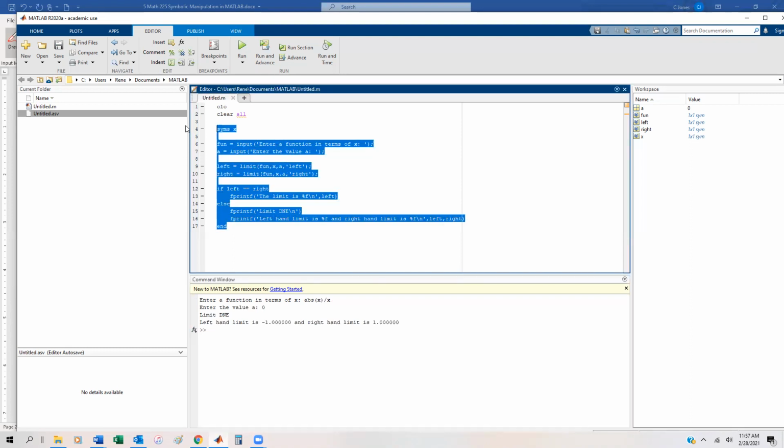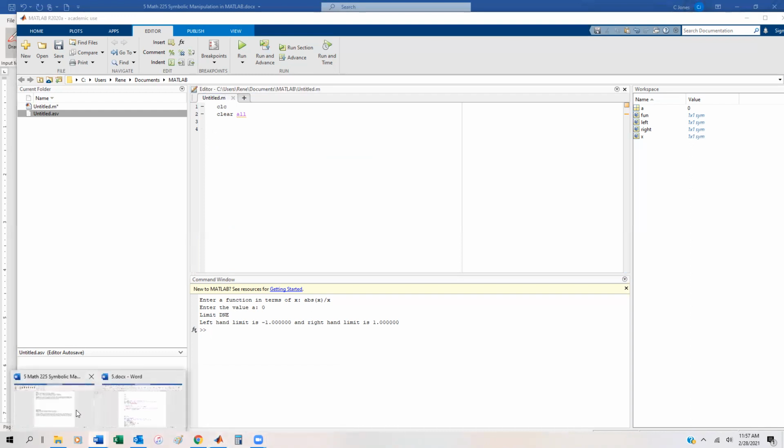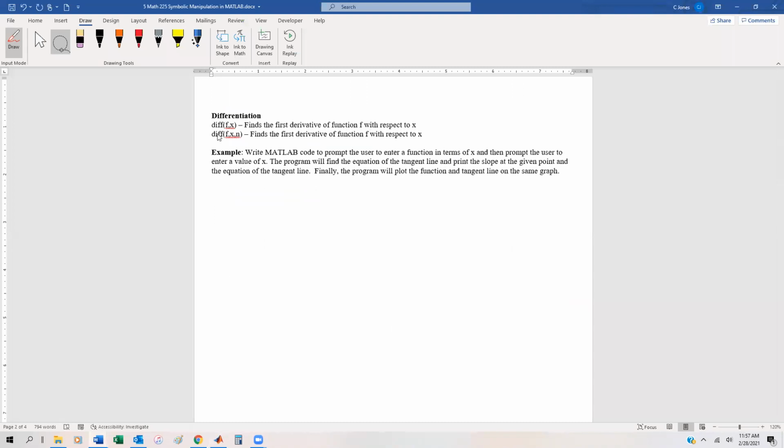Another operation that we're going to start taking a look at is the idea of the derivative. Right? So derivatives, again, are pretty easy in MATLAB. This function, if we have f as our function, and x is the variable for which the function is defined in, it finds the first derivative of f with respect to x.